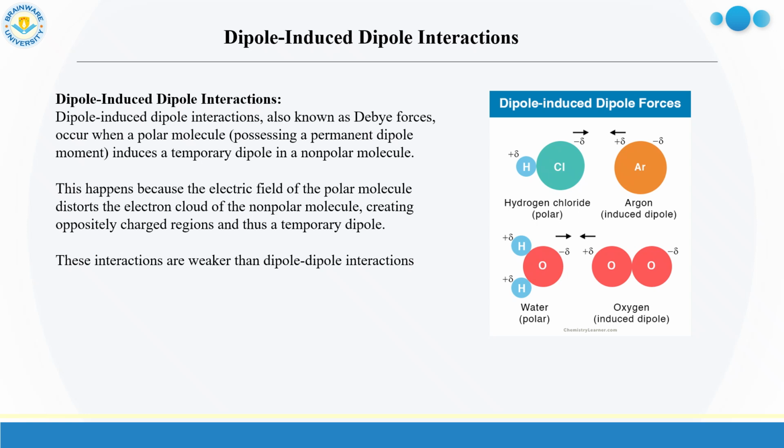So the example of dipole-induced dipole interactions are the interaction of polar hydrogen chloride molecule and induced dipole argon atom, and a similar case occurs in the case of polar water molecule with the induced dipole oxygen molecule.